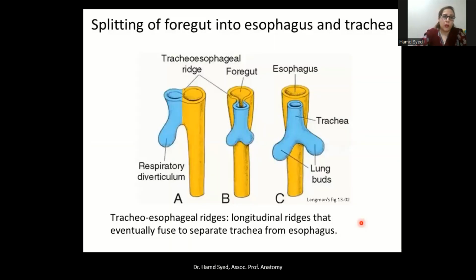Here are the diagrams showing us the splitting of the foregut into the esophagus and trachea. This yellow portion is the foregut, and this blue portion is the respiratory diverticulum appearing from the ventral wall of the foregut. And here are the longitudinal tracheoesophageal ridges, which in this diagram you can see approaching each other. And as they unite, they form a septum and they divide the foregut into a posterior esophagus and an anterior trachea.